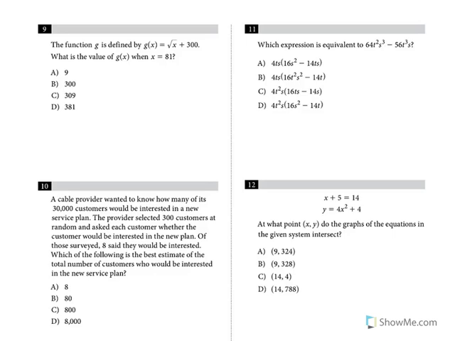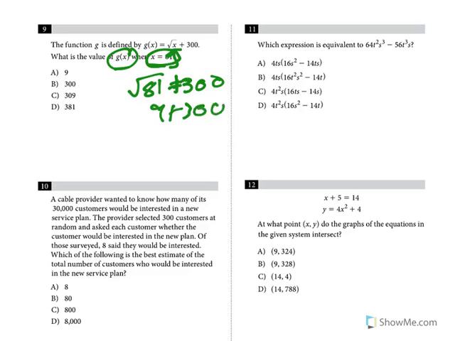Number 9, pretty typical. So you got to just be careful. Sometimes they'll say, what's the value of x when g of x is equal to blank? And then we're going to substitute for g of x and solve for x. More typical is if x is equal to 81, g of x means we replace the x with 81. So it becomes radical 81 plus 300. So 9 plus 300 should get us 309 pretty easily.